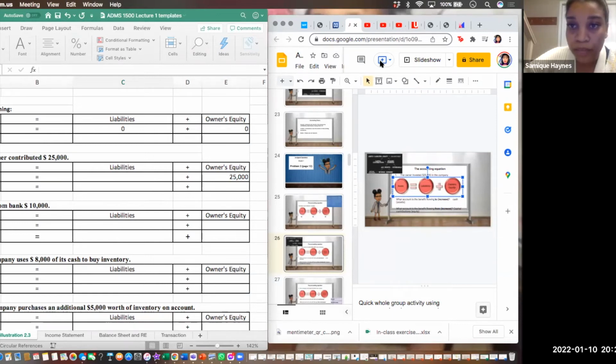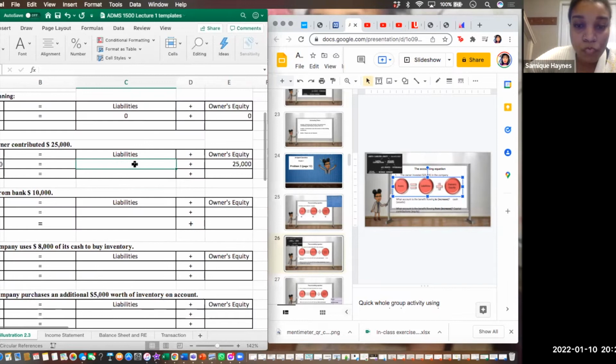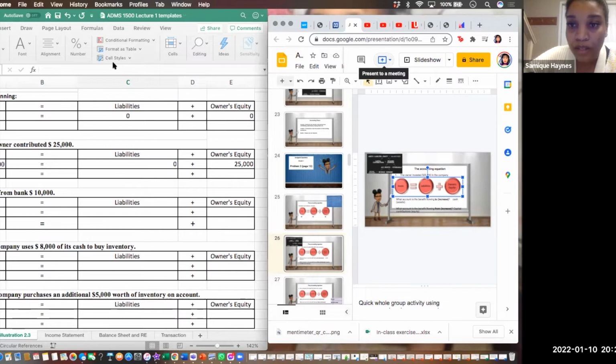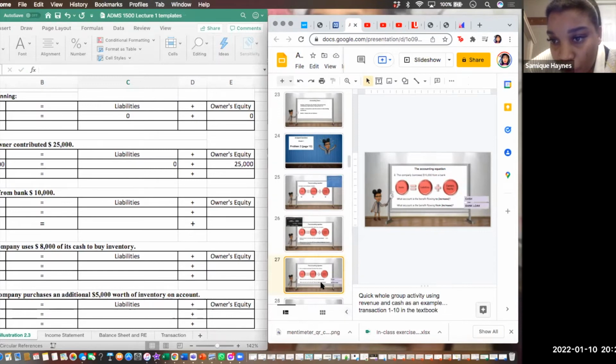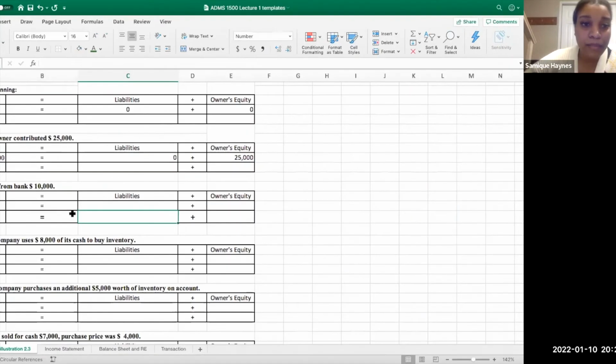Perfect. Okay, so $25,000 there. What do we have for liabilities? Liabilities is 0. Good. Thank you. And then for the next one here, it says the company borrowed $10,000 from a bank.